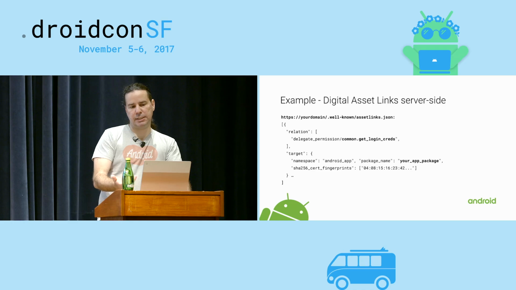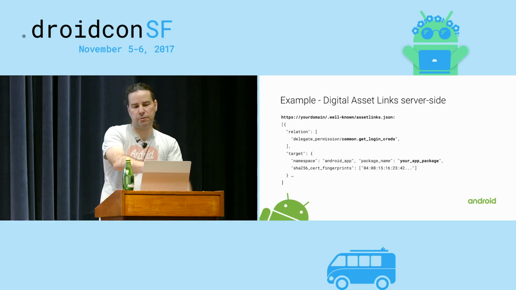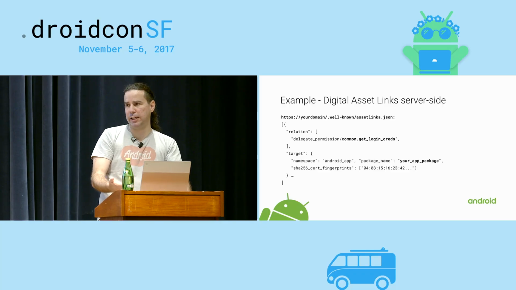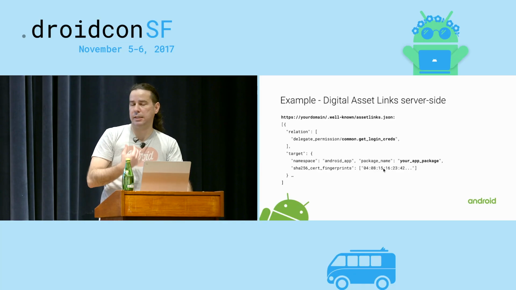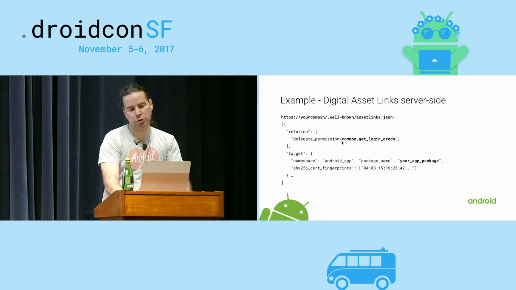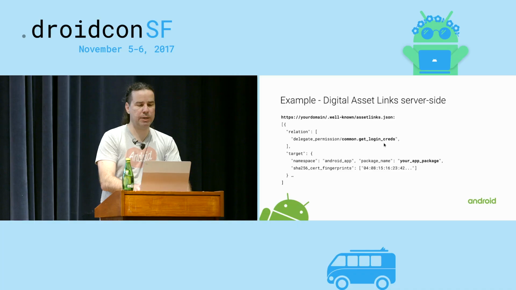And you set the digital asset links in two steps. One, you need to set up a JSON file on your website. There's a well-known path where you create a JSON that creates a relationship between a permission and the target. In this case, the target is your Android app and has the certificate here, so they can verify that your app is the real one trying to request something. And the permission is the common get login credentials. That's the one that is slightly different.